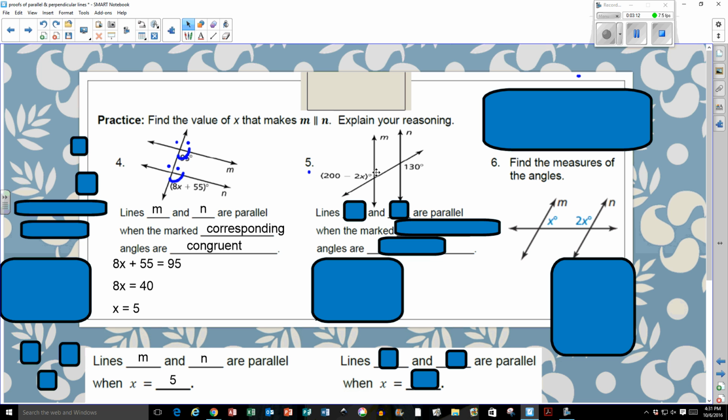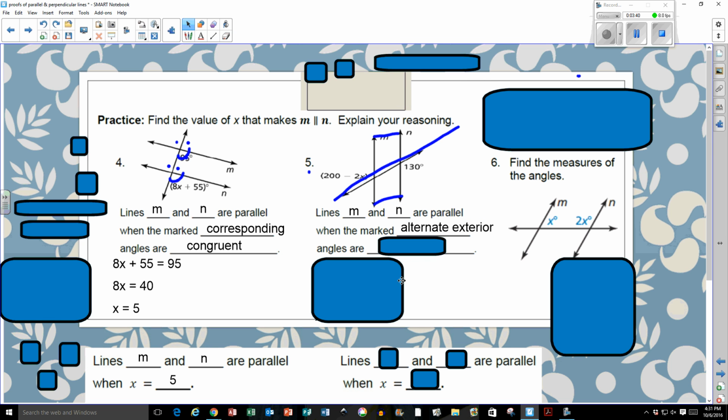All right. Here, they want me to prove that M and N are parallel. So I look at their location. The first thing I'm going to do is this is the transversal. And I notice that my two angles are on opposite sides of the transversal. So that makes them alternate. And if I were to connect these two, that would be interior. So they're exterior. So when they are marked alternate exterior and congruent, they need to be shown that they're congruent. So this angle equals this one.